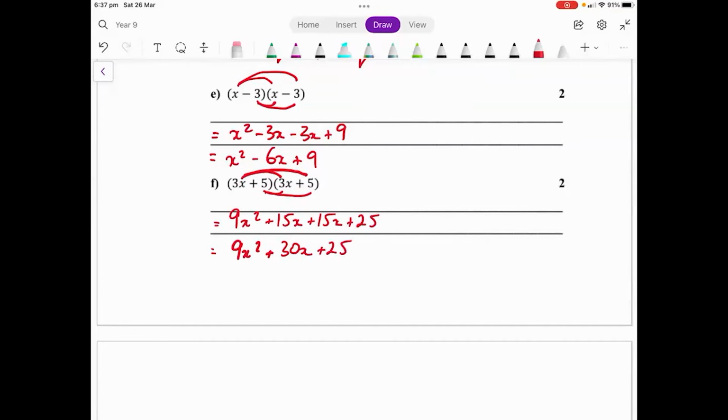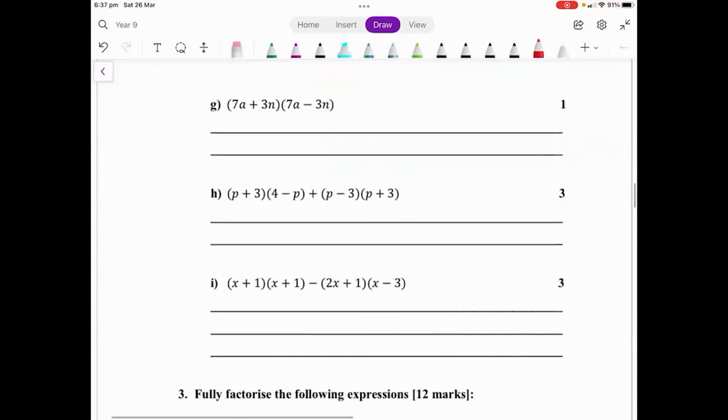Question g, similar once again. 7a times 7a is 49a squared. 7a times minus 3n is minus 21an. Plus 3n times 7a is plus 21an. Plus 3n times minus 3n is minus 9n squared. The two terms in the middle cancel because they're the same, and you're left with 49a squared minus 9n squared.